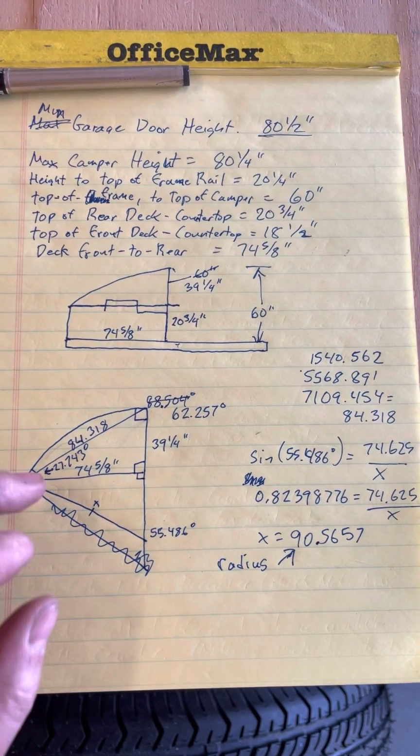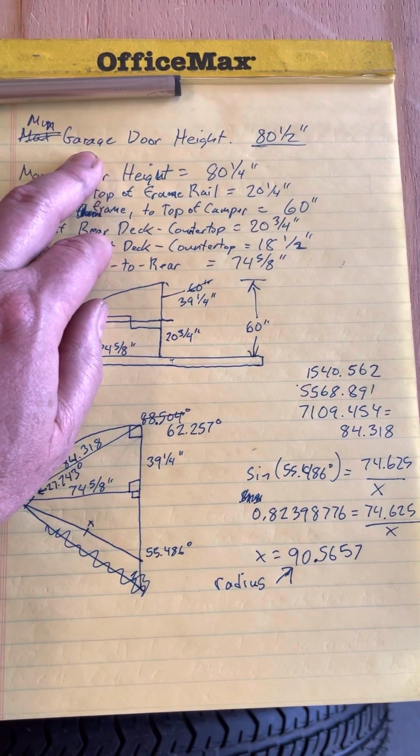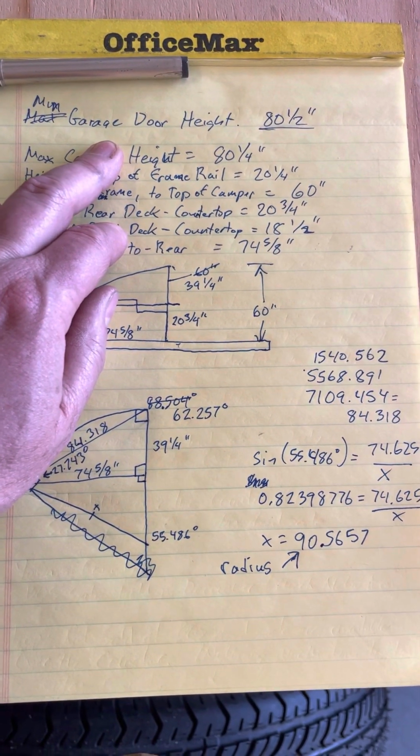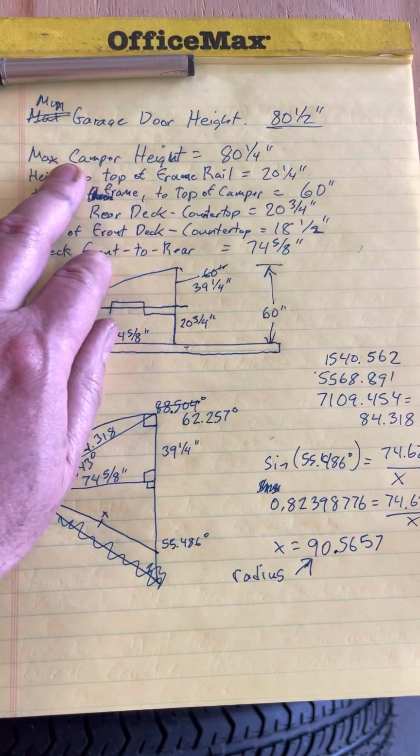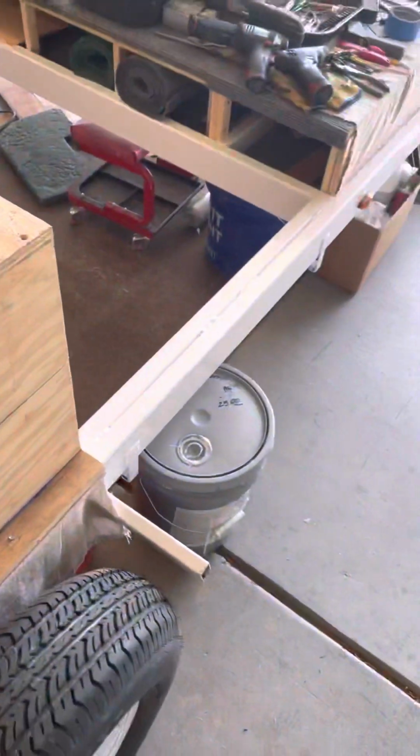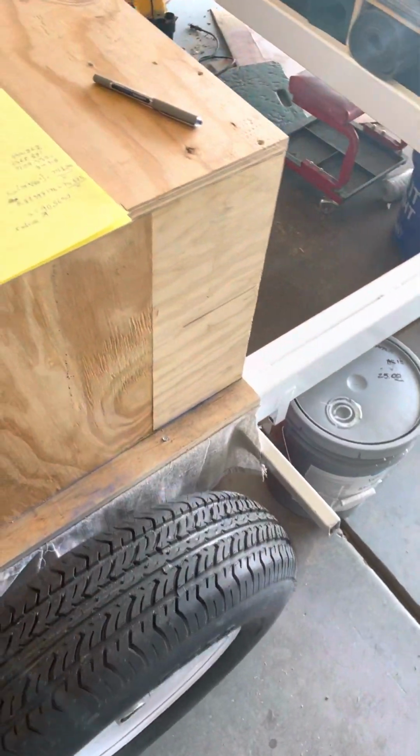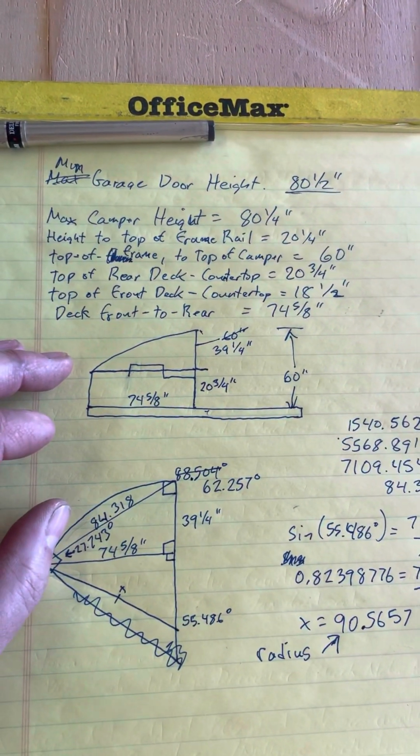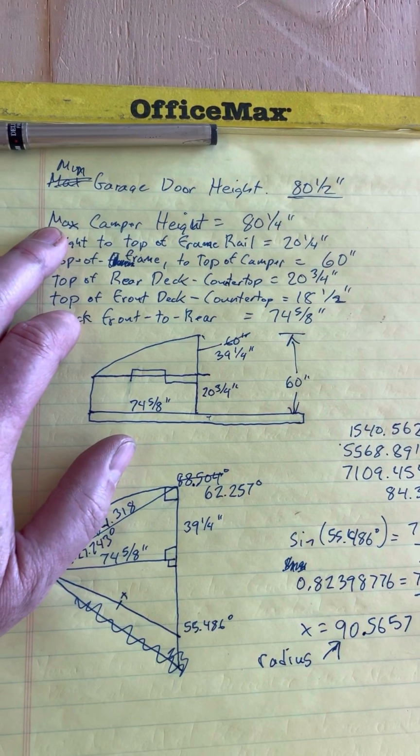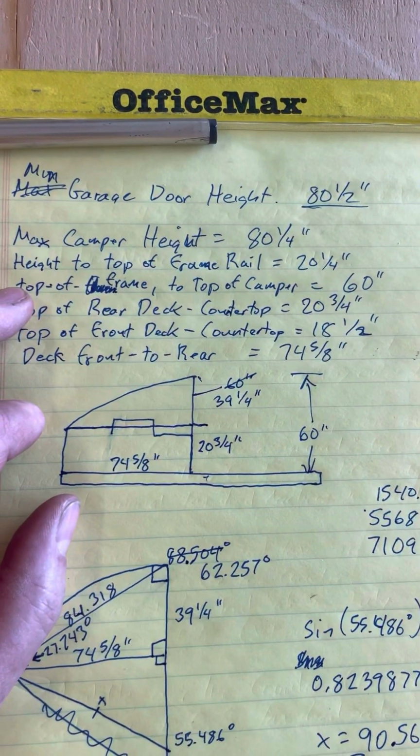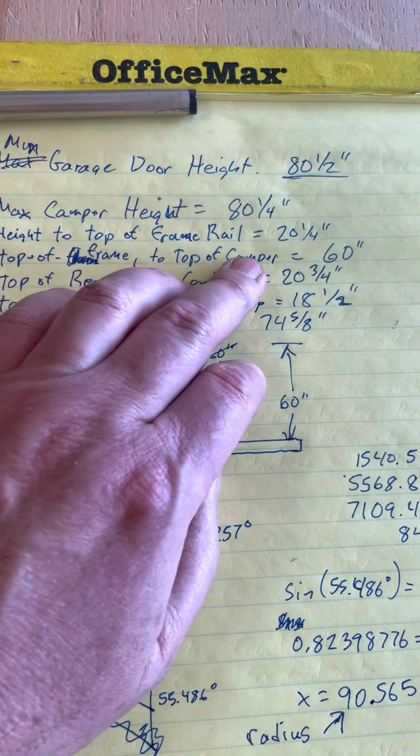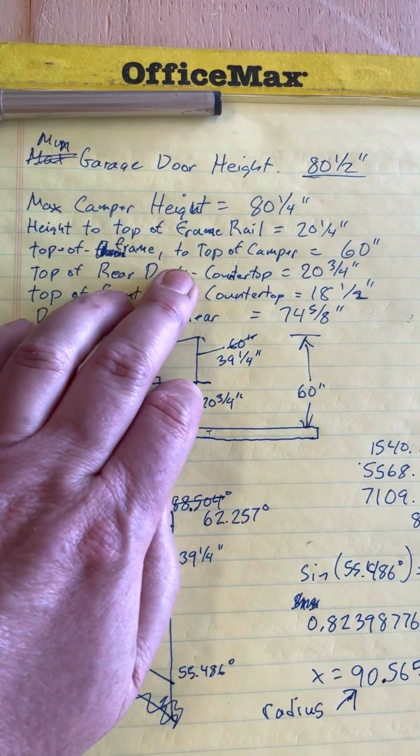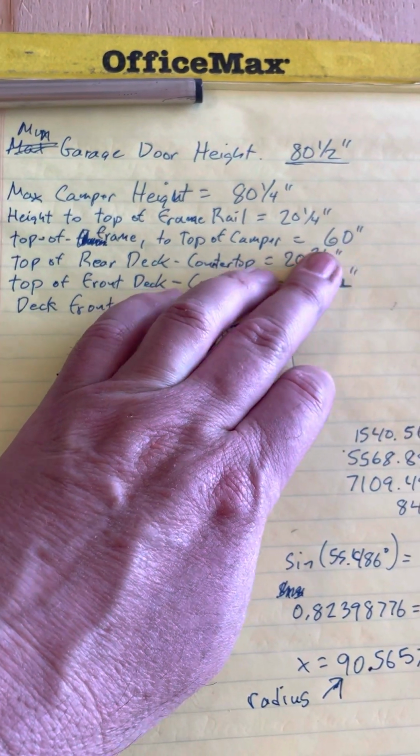So doing some numbers here, we got the garage door height minimum is 80.5. I've actually got about 80.25, but I figured give myself a 1/4 inch. Now with the extra weight on the camper, once it sinks down, it's gonna sink a little bit, but I figure we'll just go with that. So the max camper height needs to be 80.25. The height to the top of the frame rail is 20.25. So that gives me top of the frame to the top of the camper 60 inches.